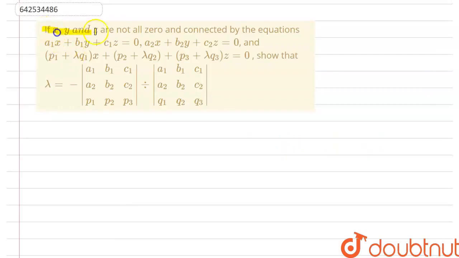In this question, we are given that if x, y, and z are not all 0 and connected by the equations this, this, and this, then we need to show that lambda is equal to minus determinant of this divided by determinant of this. Now, notice one thing that the constant part of all these three equations is 0. But x, y, z are not all 0.